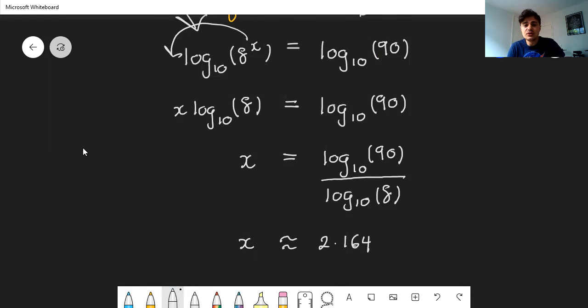So this is a good alternative to use if you're going to use your calculator. Depending on the calculator you use, you might not be able to change the base number. Maybe it only has log to the base 10 or log to the base e. So you can always take the logarithms of both sides of the equation and solve exactly like this.